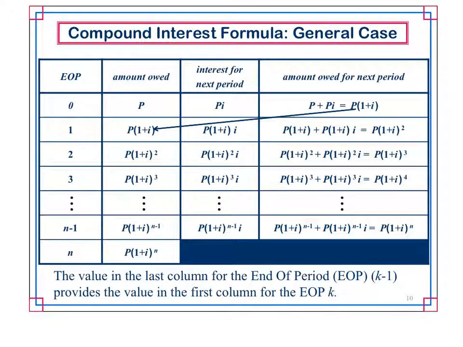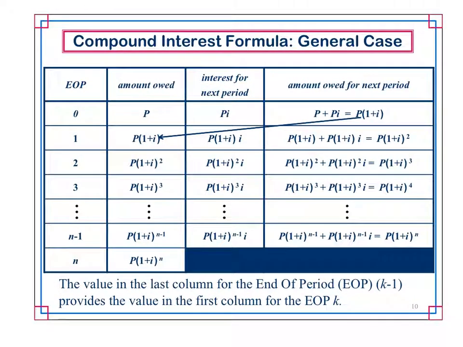Then that gets added to the original principal. So P here is the principal. That becomes the amount owed for the next period. And then if you add interest on that, it's P times 1 plus i times i, all the way until you get down to this equation here. So what we can do is take our principal and figure out what we owe on it by simply adding 1 plus our interest rate and raising it to the n, which is the number of periods.